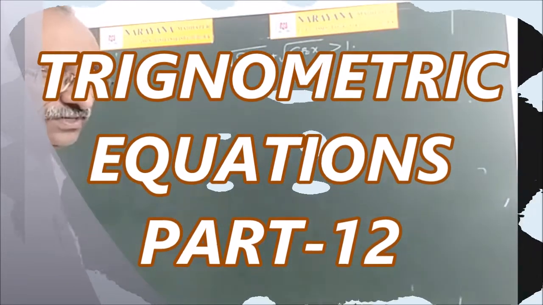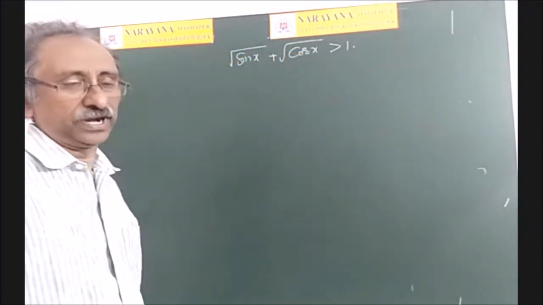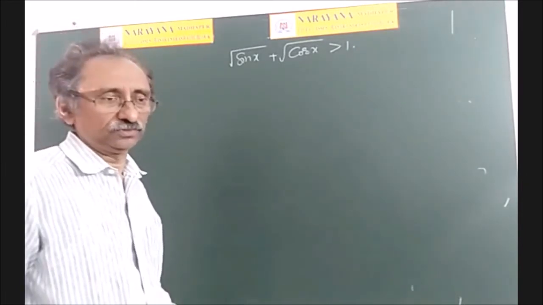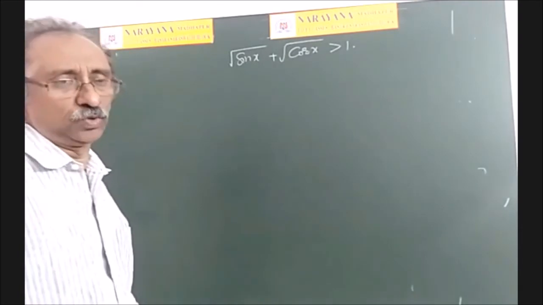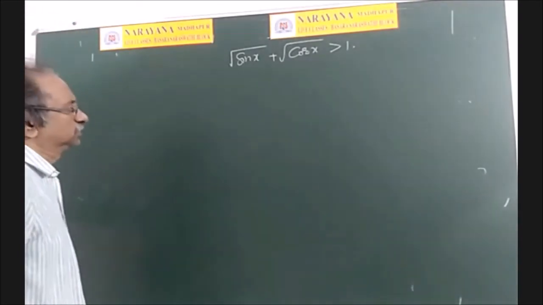The syllabus is trigonometric inequalities and also quadratic equations, just about the nature of the roots. When the discriminant is greater than 0, what happens? Less than 0, what happens? Like that. See this question.